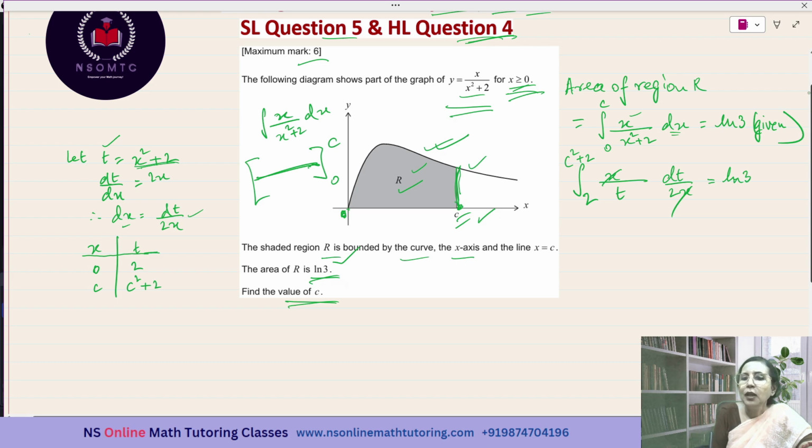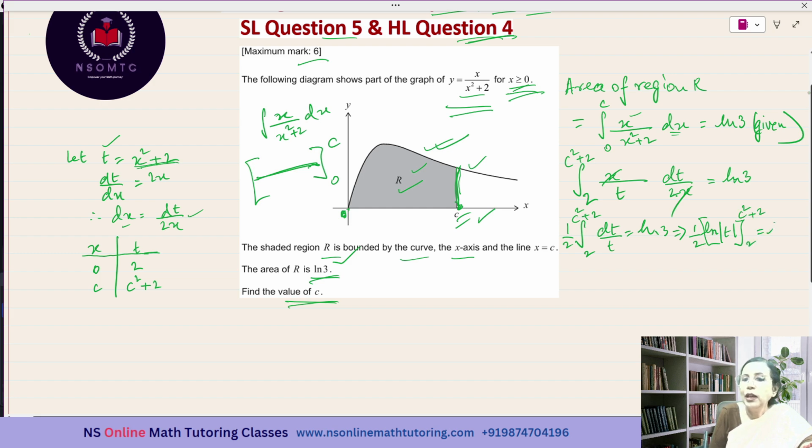And I can take this 2 out. So it is basically half the integral from 2 to c squared plus 2 of dt over t, equal to ln 3, which is half ln t, from 2 to c squared plus 2, equal to ln 3.